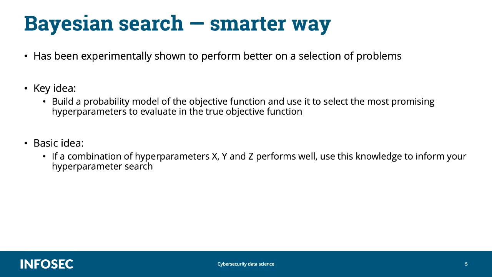However, there are smarter ways to approach this problem of hyperparameter tuning. One such approach is called a Bayesian search. This approach has been shown experimentally to perform better than grid search or random search on a good selection of problems. The key idea is to create a probability model of the objective function and use that to select promising hyperparameters in your search. Intuitively, if you had a combination of hyperparameters x, y, and z that performed well compared to other combinations, you try to narrow your search to that neighborhood of your successful hyperparameters. Grid search and random search don't do that, and that is one advantage of Bayesian search.